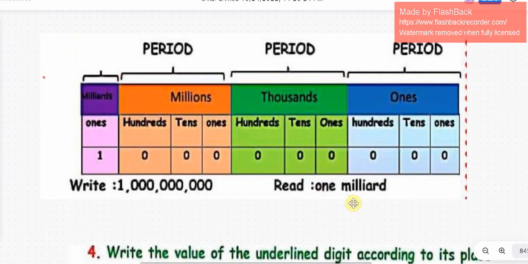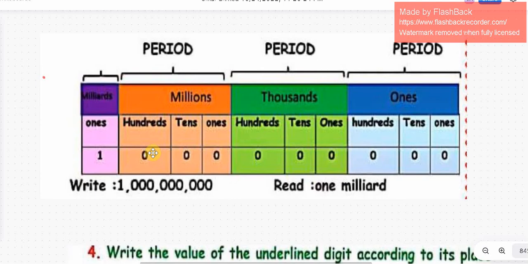Next lesson, Junior 4, really big numbers. The first family or first period is the ones period: ones, tens, hundreds. Then comes the next period, thousands: 1,000, 10,000, 100,000. Then comes the period of millions: 1 million, 10 million, 100 million. And the last place is the 1 milliard place.